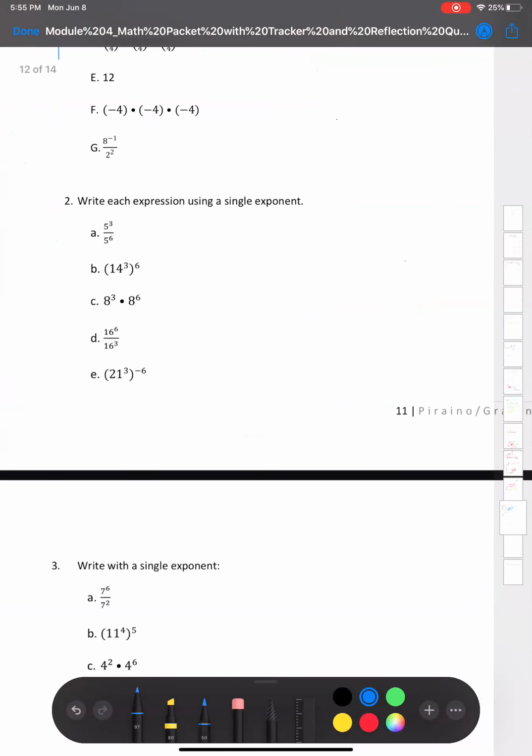Okay, so just do it in a step-by-step fashion. Okay, how about number 2? Let me actually work through one of these. It says, write each expression using a single exponent.